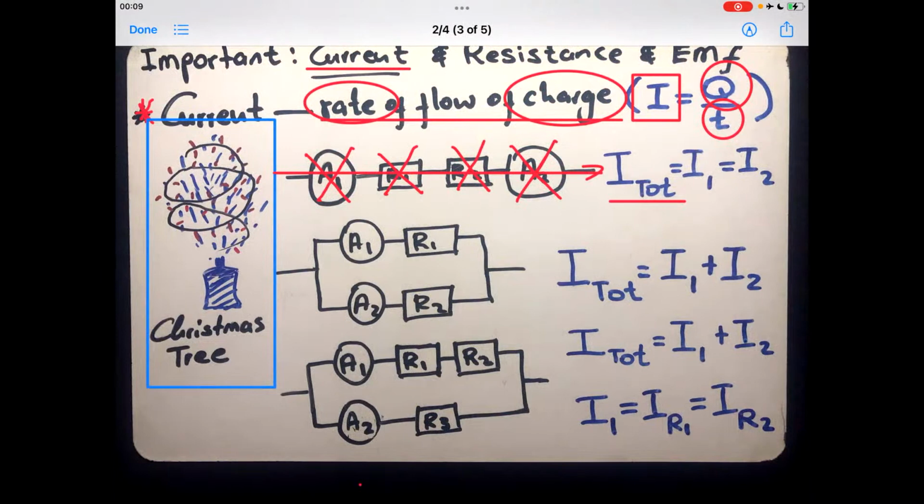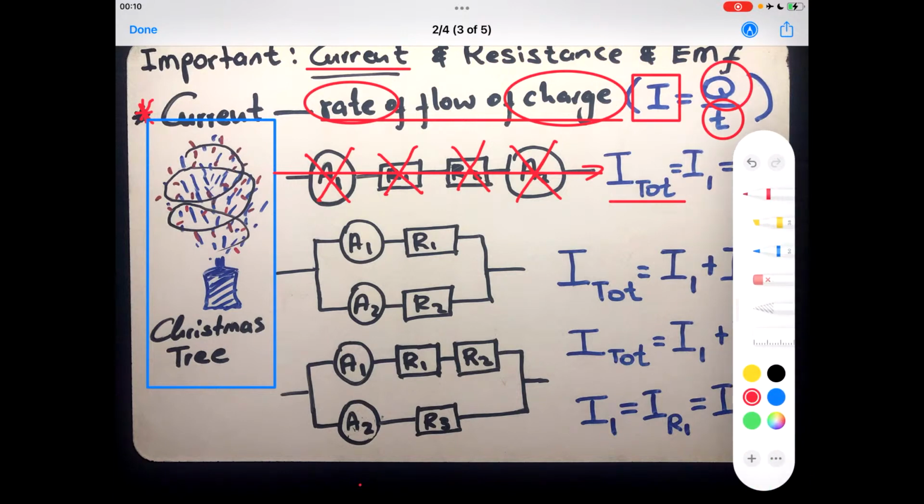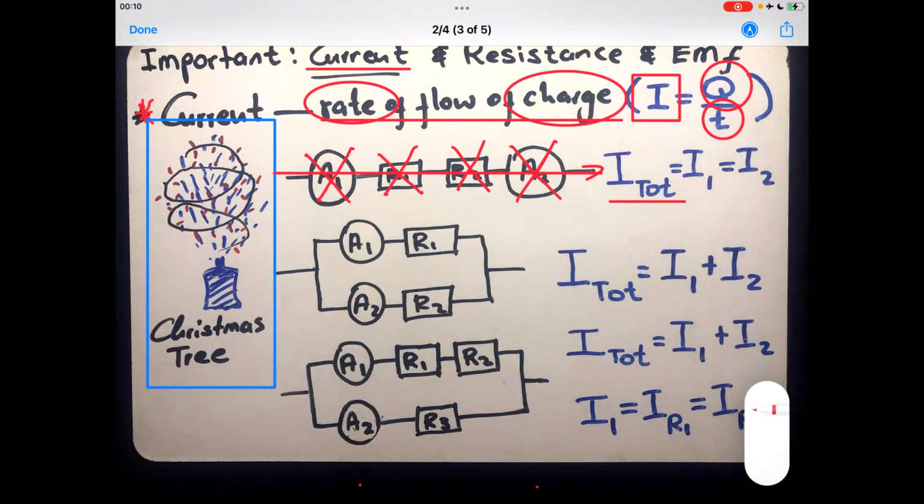So now when we talk about the current flowing through a series connection, as I've indicated, the current passing through there is the same as there. That is why we simply say the total current through a series connection is actually the same as the total current flowing through each connection along a series connection.